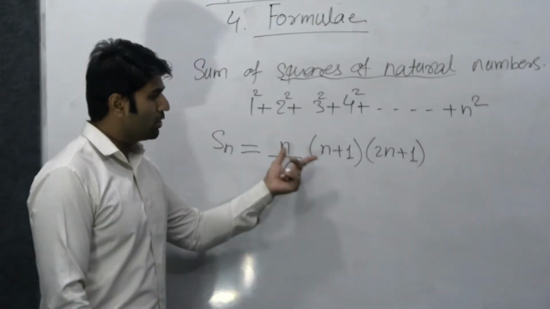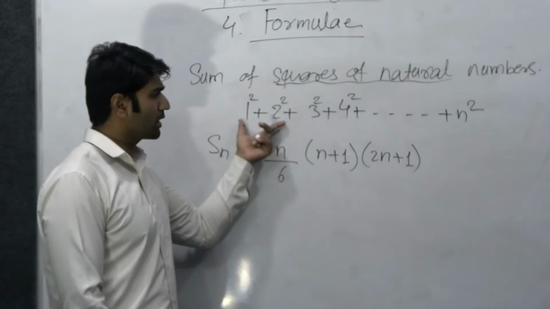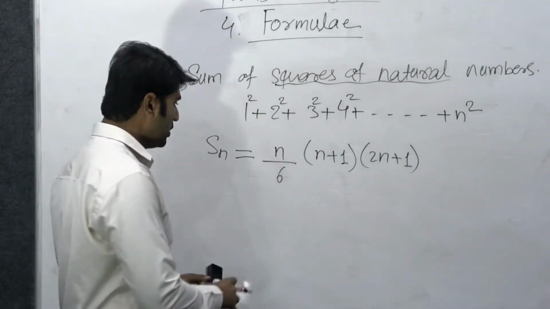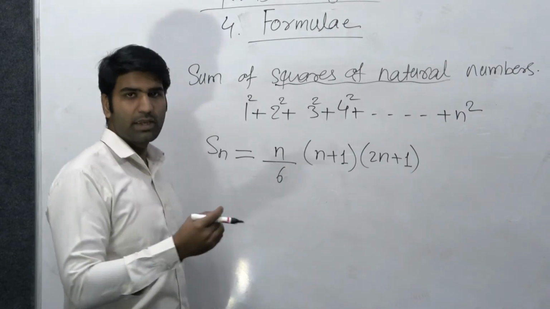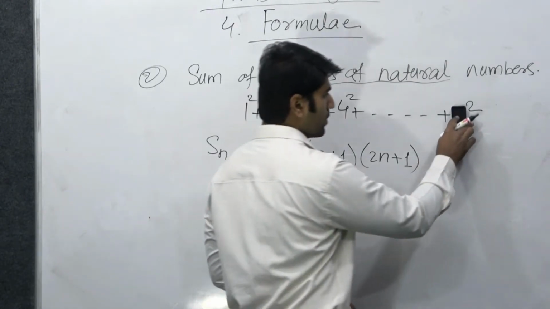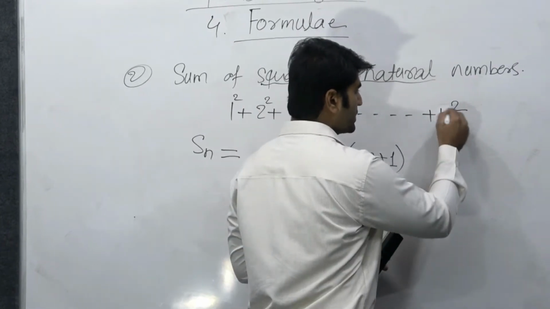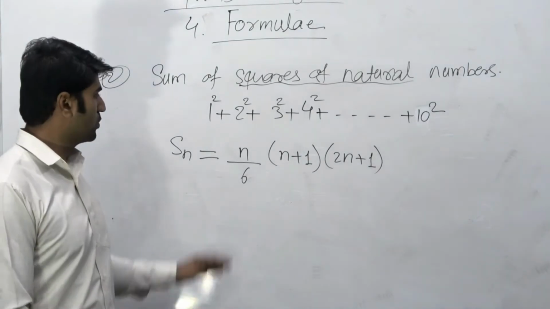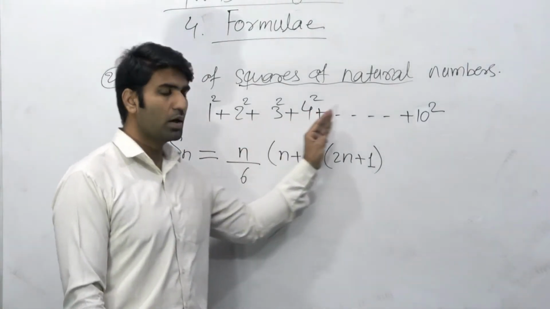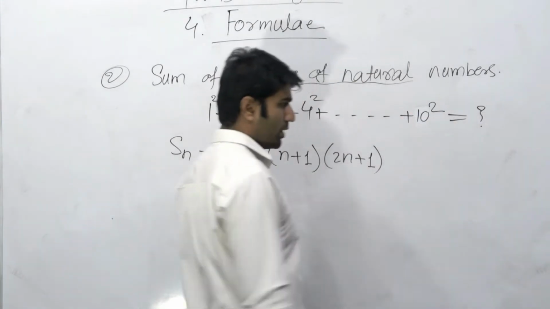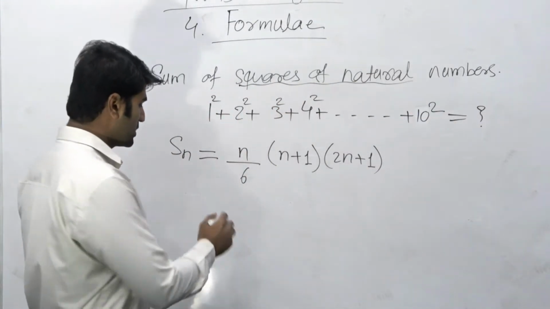So what is the value of n? N means again the total number given. Okay, so this is the formula. Let's take an example. If we have to find out the sum of squares of first 10 natural numbers, 1 square, 2 square, 3 square up to 10 square is equal to question mark. So let's check what is the answer.